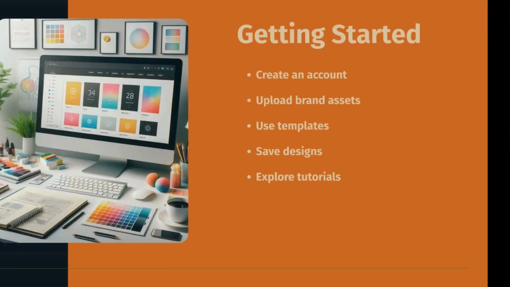Getting started, you can create an account, get their basic Canva account and then develop it and look into the nonprofit, which will give you access to the pro account. One of the things you can do to get started is upload your brand, your logo, your colors for your organization. You can use templates right away to create some fast designs. You can save your designs and use them later on. And of course, you can explore the tutorials, which would be very beneficial.